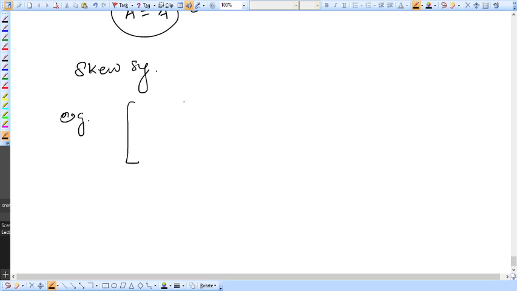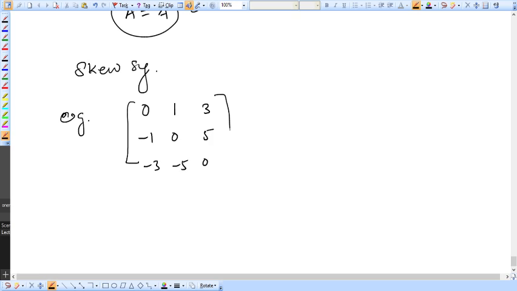In a skew symmetric matrix, diagonal elements are always 0. I'll tell you with proof why it is so. Take the matrix A = [0 1 3; -1 0 5; -3 -5 0].